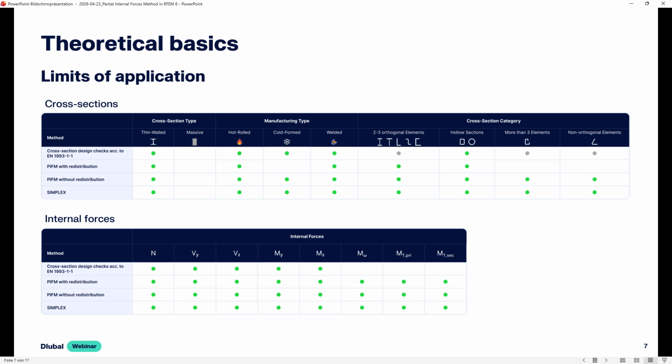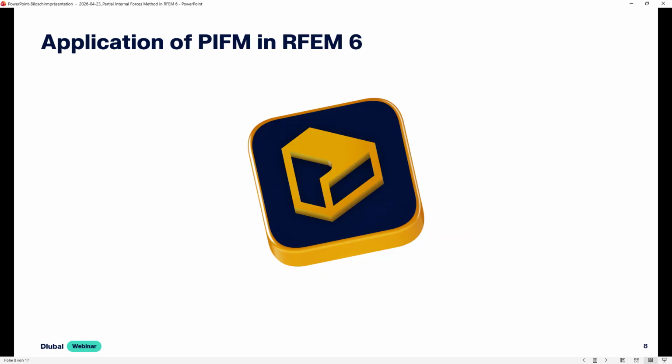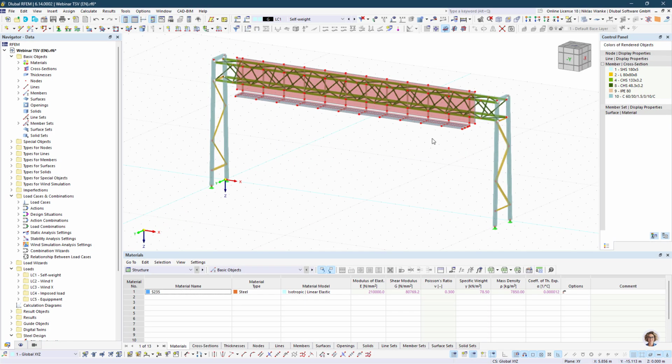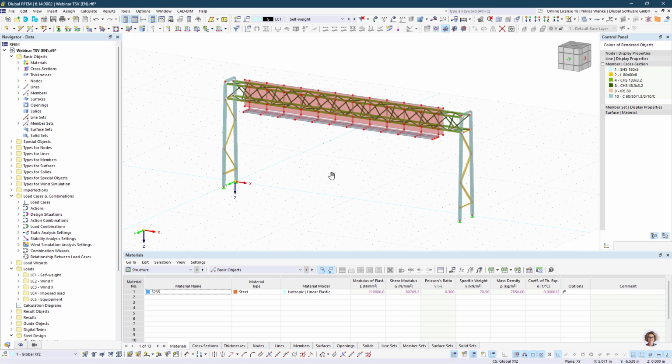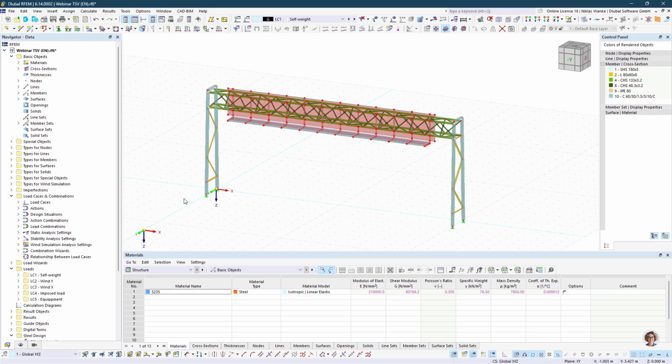Good. Now, when we talked about the application limits, we finally want to switch to RFEM 6 and have a look at how we can use the PIFM in the software. To show you that, I have already prepared this model here, which is a sign bridge for the highway. So you can imagine some cars driving under this bridge and some signs here on this bridge.